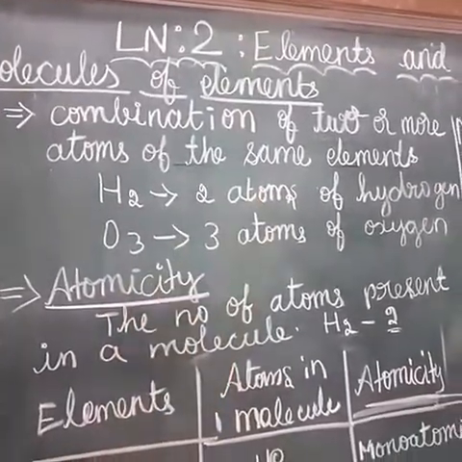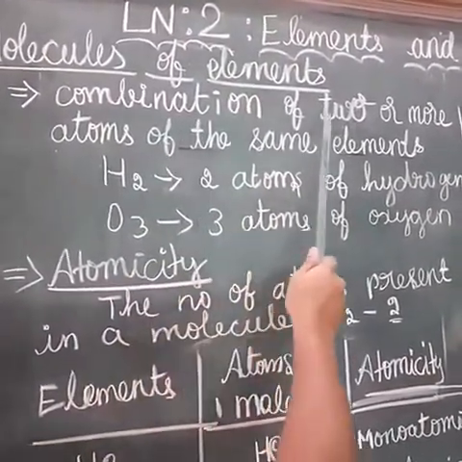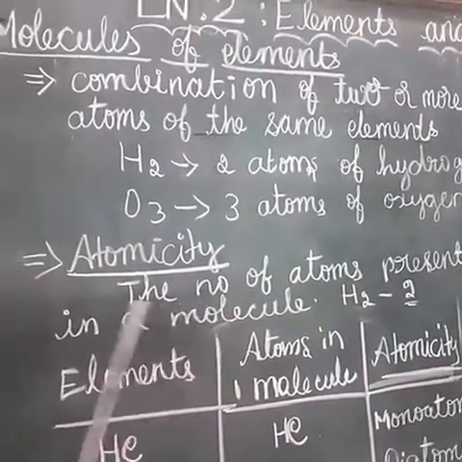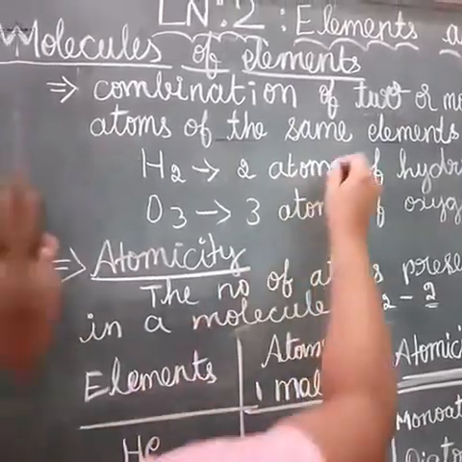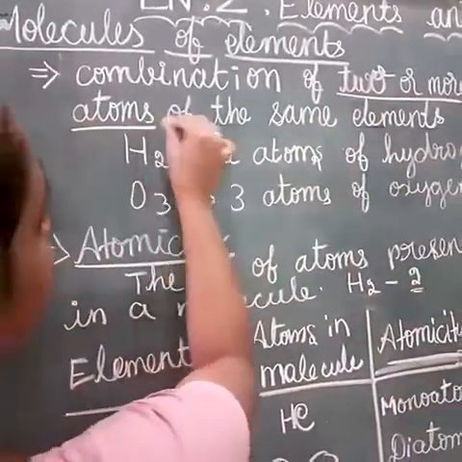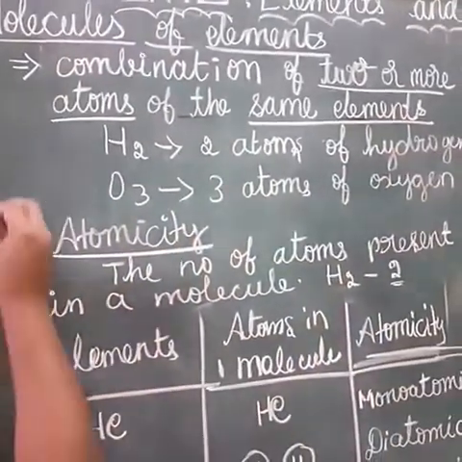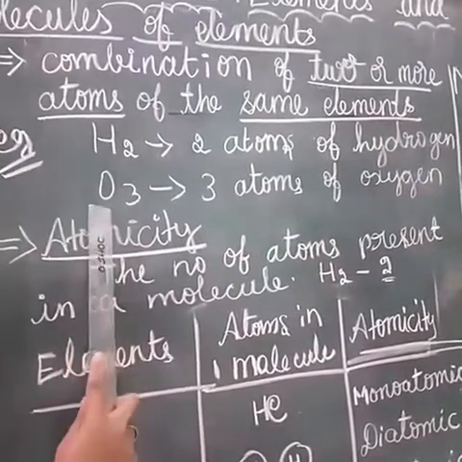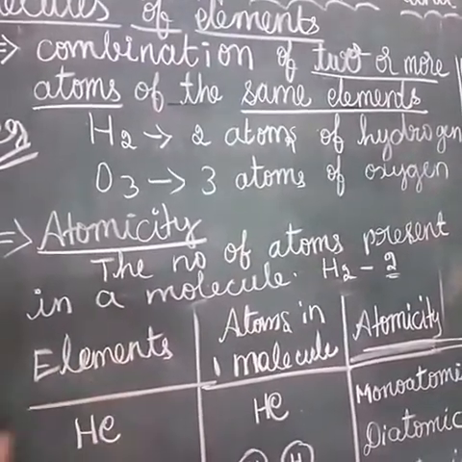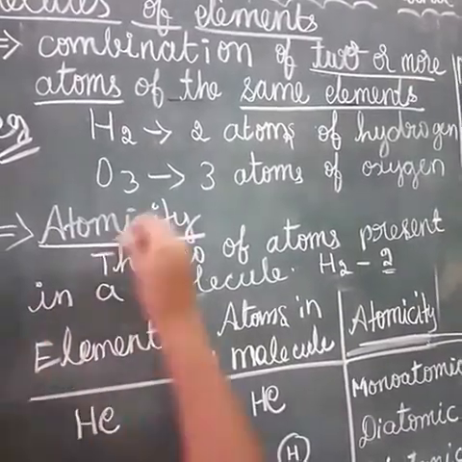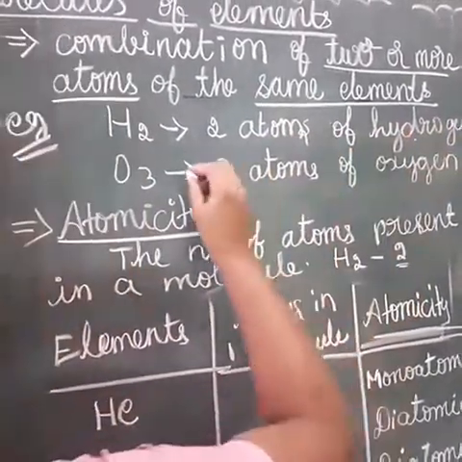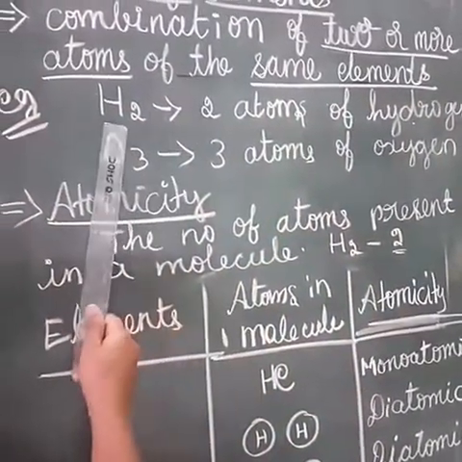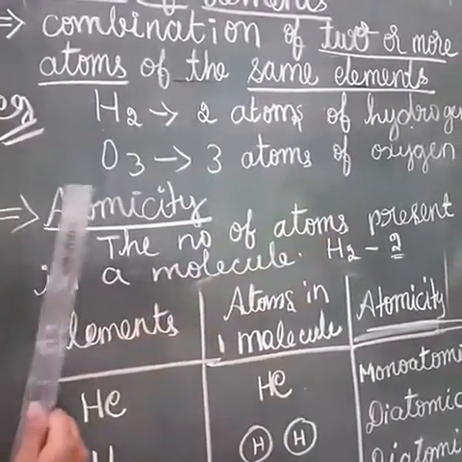Molecules of an element are made by the combination of two or more atoms of the same element. For example, this is a molecule of hydrogen and this is a molecule of ozone. This molecule of hydrogen is made by two atoms of hydrogen. There are two atoms and it is made by the same element, that is hydrogen.